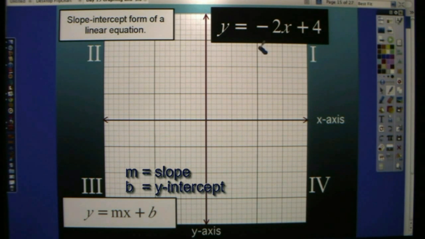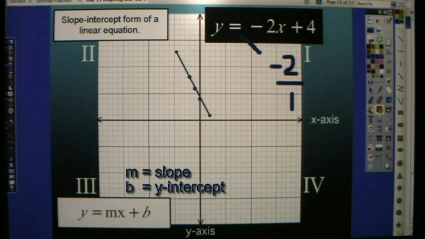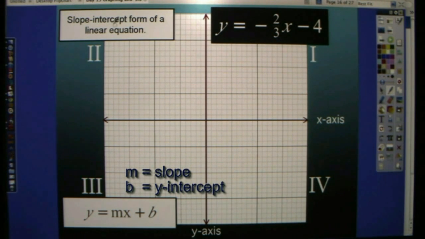Y equals negative 2x plus 4. That's a negative slope. I got a y-intercept of 4. The slope is negative 2 over 1. Draw the line. Company's not doing so good. Y equals negative 2/3 x minus 4. Also in slope-intercept form. The intercept was negative 4, up 2 over 3. Draw the line.